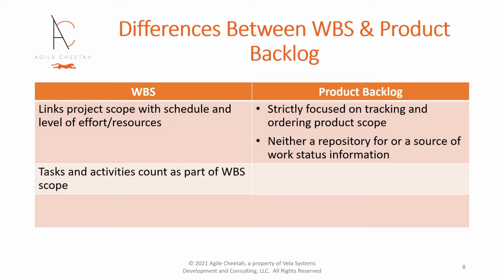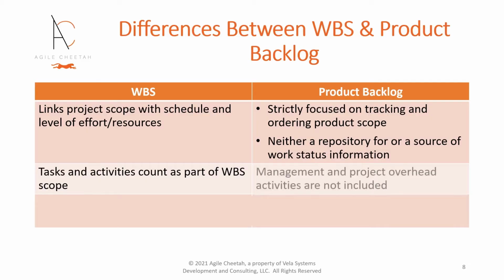Another difference is that tasks and activities count as part of the scope represented by a WBS. For example, project management tasks, meetings, and reporting. While Agile software teams also deal with management and project overhead, those activities are not included in the product backlog. From an Agile perspective, those activities are not part of the product. They are necessary yet ancillary activities to the work of developing, testing, and releasing software.